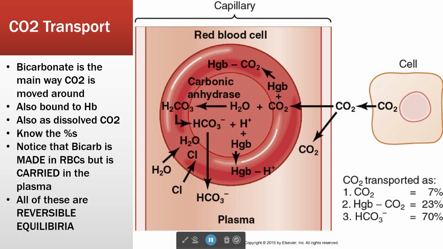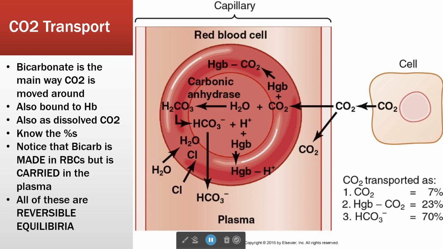CO2 side. So oxygen's complexity is hemoglobin. CO2's complexity is bicarbonate. Most of the CO2 that is produced by the cells of the body is moved around not as CO2, but as bicarbonate instead. Okay, so we're going to talk about the three ways that CO2 moves around the body.